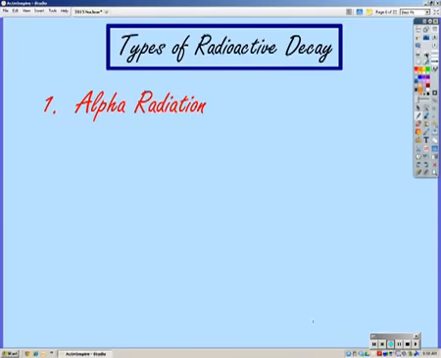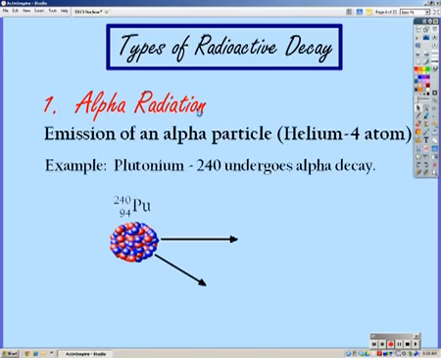So let's talk a little bit more about alpha. An alpha particle consists of a helium nucleus that's been emitted from a radioactive source. They're called alpha particles because they contain 2 protons and 2 neutrons and have a positive 2 charge. So in our sample here, we have plutonium-240, and it's undergoing alpha decay, meaning it's giving off an alpha particle. So when it decays, it gives off 2 particles. One of those is our alpha particle.